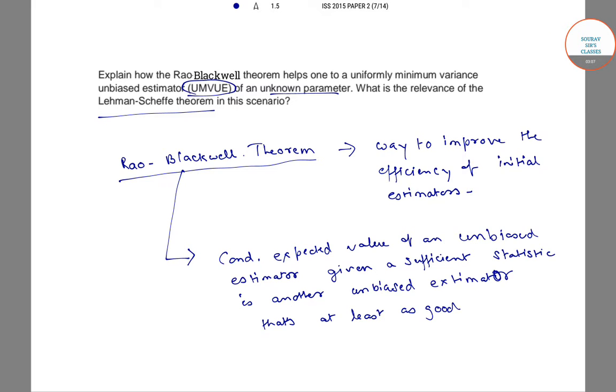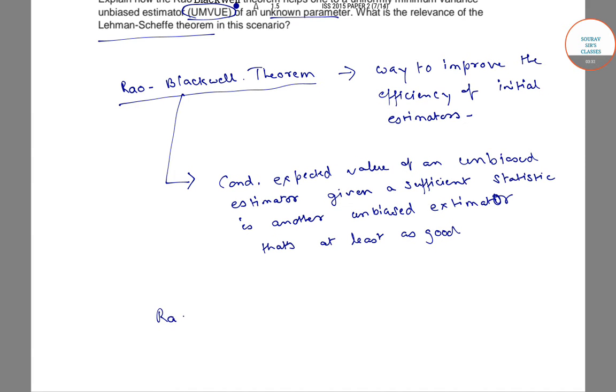So basically the estimators obtained by the Rao-Blackwell theorem, or Rao-Blackwell estimators, are better than the estimators that we initially start with, because the estimators that we initially start with are very crude in nature. So these Rao-Blackwell estimators are better than the estimators that we start with.